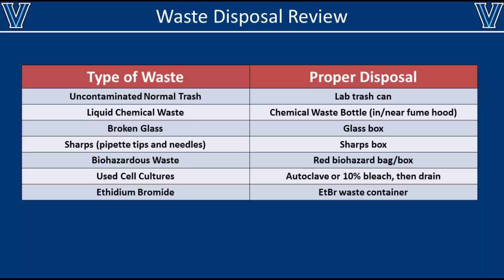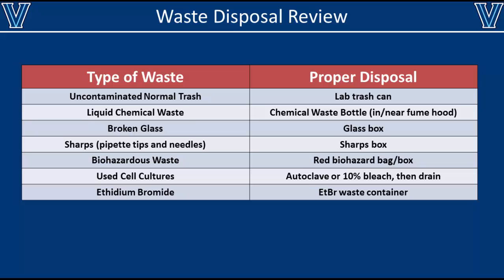So, let's review how you should dispose of all these types of waste. If you have uncontaminated normal waste, such as plastic wrap or paper, that can go in the normal lab trash can. If you have liquid chemical waste, that has to be collected in a glass bottle, which is normally inside or near the fume hood.